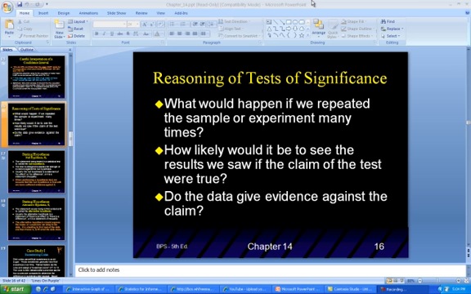What would happen if we repeated the sample or experiment many times? How likely would it be to see the results we saw if the claim of the test were true? In statistics, the more times you do it, the better you can say your results are pretty accurate. Do the data give evidence against the claim? Okay, so this is where we get to hypothesis testing.